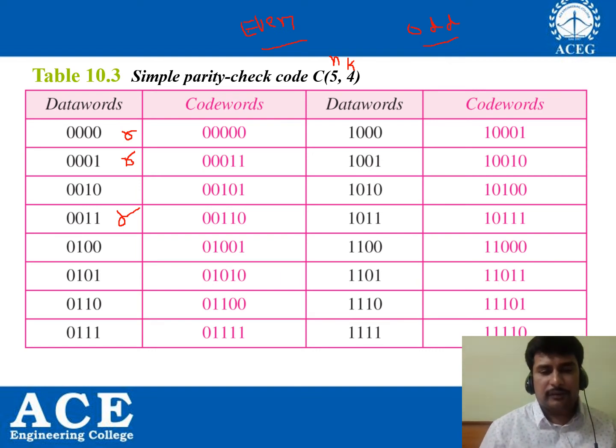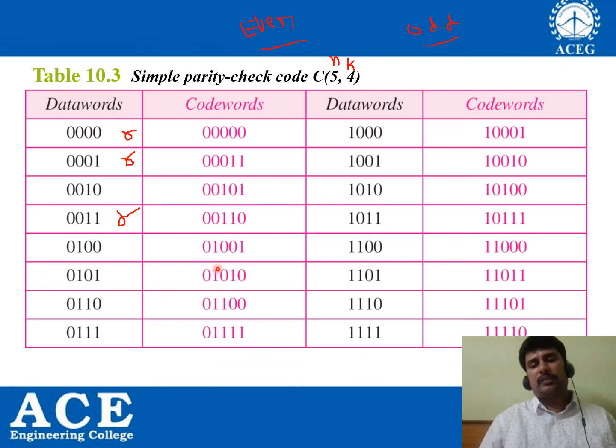So let me have a quick understanding of all these examples. 0 1 0 0, odd number of ones, so the redundant bit is 1. 0 1 0 1 has 2 ones, which is even, so the redundant bit is 0. 0 1 1 0, total ones are 2, which is even, so the redundant bit is 0. 0 1 1 1, 3 ones, which is odd, to make it even, r becomes 1. Similarly, 1 0 0 0, total ones are 1, which is odd, so r is 1. 1 0 0 1, even, so we have r equal to 0. 1 0 1 0, even, so r equal to 0.